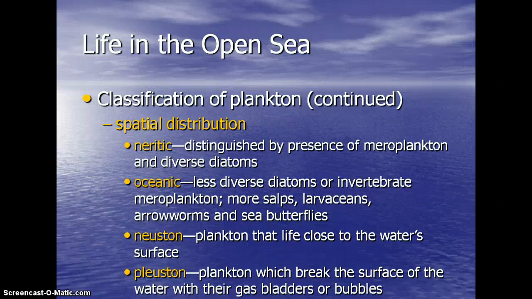You can also classify plankton based on where they are in the water. So you have this stuff called neuston, which are plankton that live their life close to the surface of the water, usually relying on the surface tension of the water in order to stay afloat. And then you also have pleuston, which are neuston that break the surface of the water. So neuston stay close to the surface of the water. Pleuston actually break the surface of the water with either a gas bladder or bubbles. If you think of a Portuguese man of war, okay, it's got a big gas bladder that will break the surface of the water, so it is considered to be pleuston.